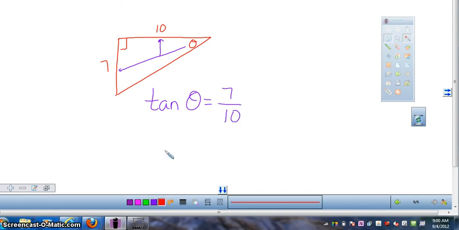And into my calculator, theta equals the arctan, or the inverse tan, of 7/10. And I have to grab my calculator and punch that in. So arctan of 7/10 is going to round to 35 degrees. Sorry about that.